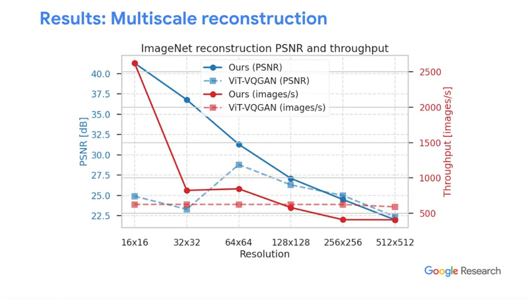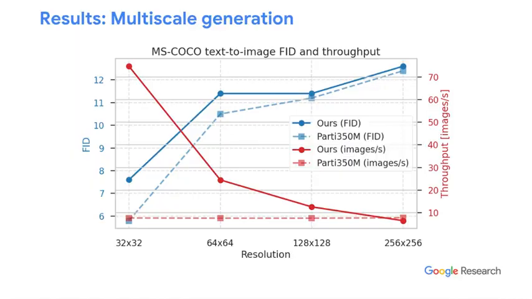Here we show comparisons against a fair baseline. Our tokenizer reconstruction is significantly better and faster at low resolutions and matches the baseline at higher. The solid lines are ours. For generation, our metrics match the baseline while being significantly faster at low resolutions.